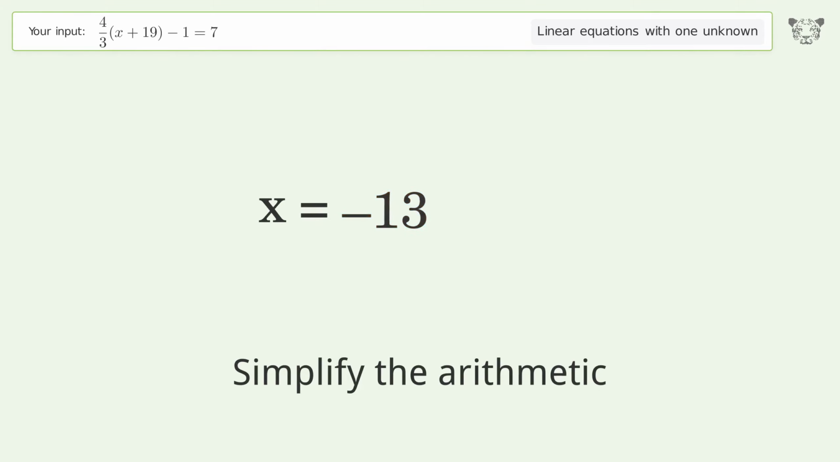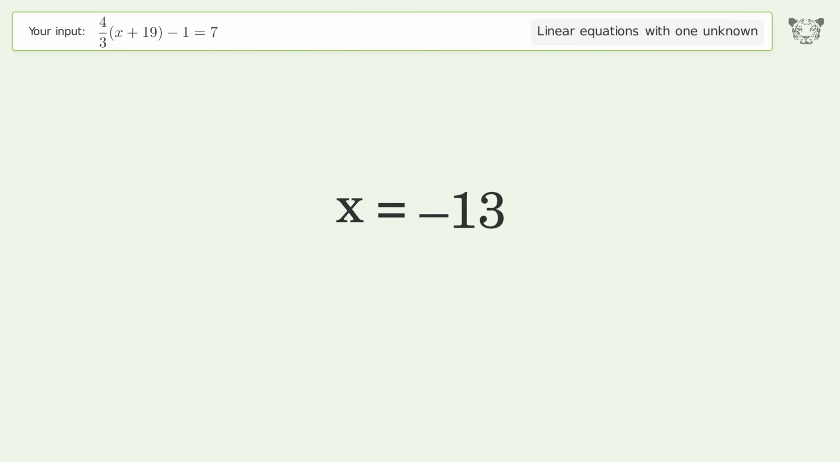And so the final result is x equals -13.